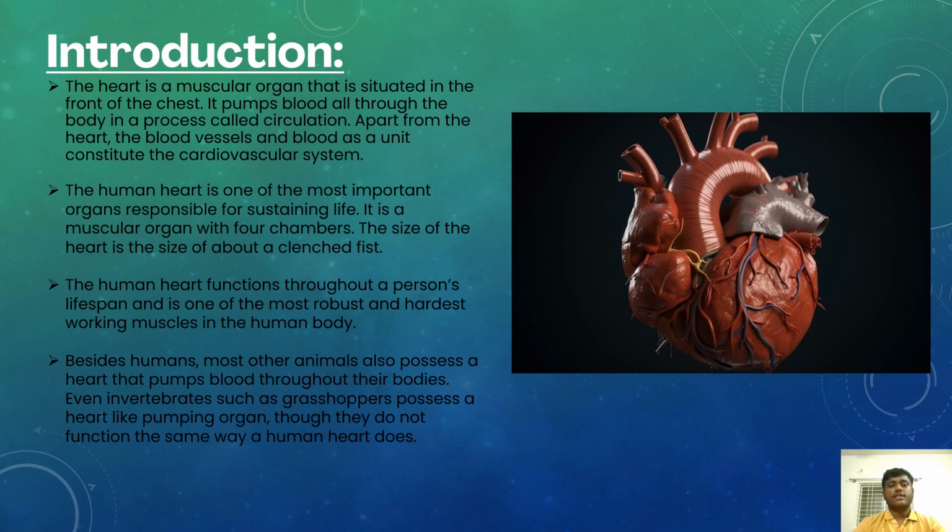Coming to the introduction. The heart is a muscular organ that is situated in the front of the chest. It pumps blood all through the body in a process called circulation. Apart from the heart, the blood vessels and the blood as a unit constitute the cardiovascular system. The human heart is one of the most important organs for sustaining life.